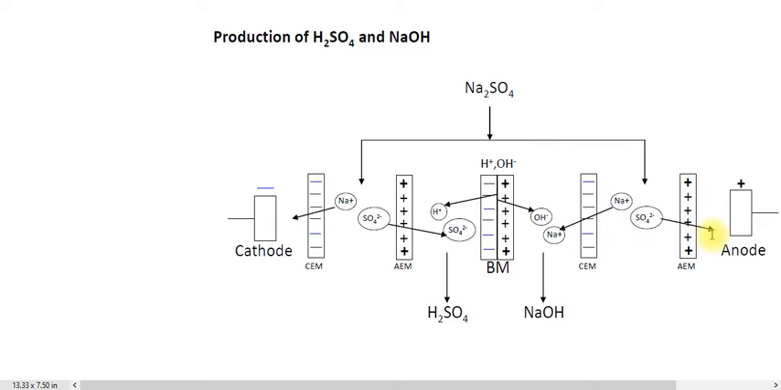And SO4 will come here. So here again you will get the acid H2SO4 from this chamber, and here again the Na positive ion will react with the OH present in the water. Here again you will get the NaOH solution. So in this way you will get H2SO4 and NaOH solution from the Na2SO4 salt.